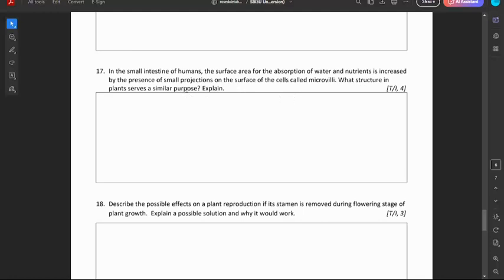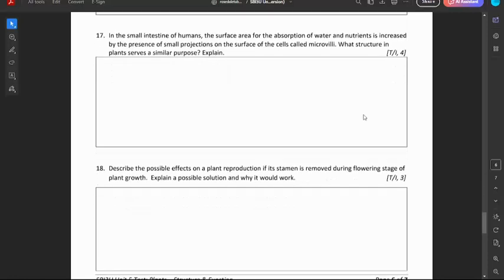I'm glad they gave you a full description, because we're supposed to do the internal system before plants. However, we didn't. So you're just going to know these increase surface area. What increases surface area in plants? Root hairs. Root hairs increase the surface area so that plants can absorb more water and nutrients from the soil, and it's pretty much the same as microvilli, which increase the surface area for absorption in the small intestine of humans.